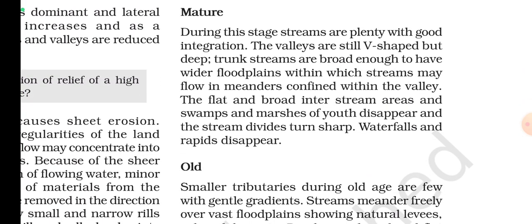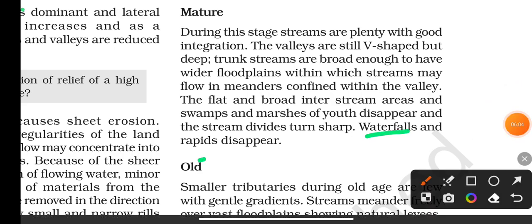What will happen in the mature stage? During this stage streams are plentiful with good integration. The valleys are still V-shaped but deep. Trunk streams are broad enough to have wider flat plains within which streams may flow in meanders confined within the valley. The flat and broad interstream areas and swamps and marshes of youth disappear and the stream divides turn sharp. Waterfalls and rapids disappear. So in the mature stage, waterfalls and rapids disappear. At least remember this.